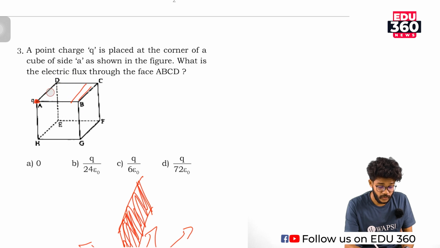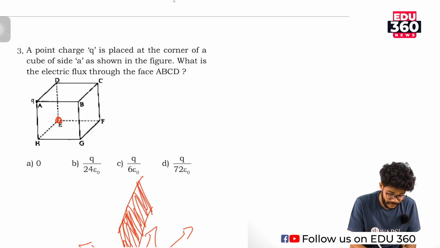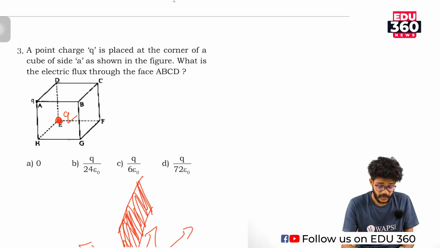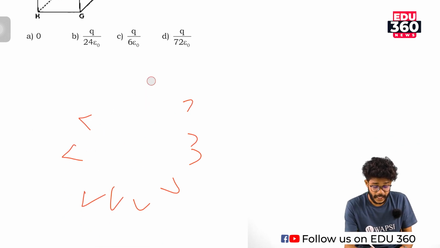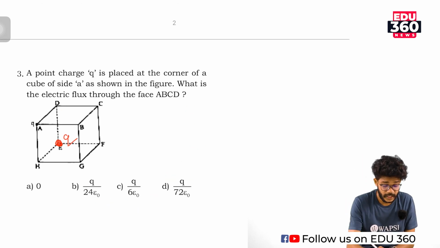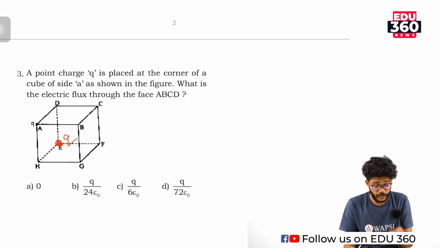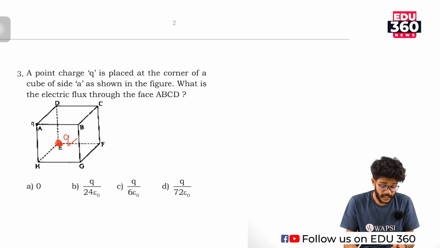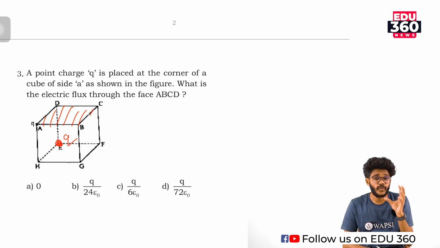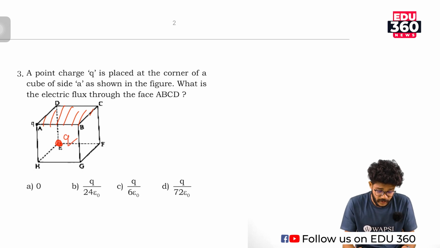So if the question is like this, if the charge is at E, what will be the flux? We can calculate that too, because next year there is a high chance of this question being asked. So if Q is placed at the corner of this cube at E, then what will be the flux through this area? According to Gauss law, the total flux through a closed structure is equal to Q by epsilon 0.